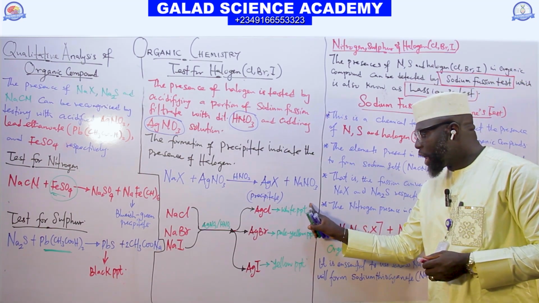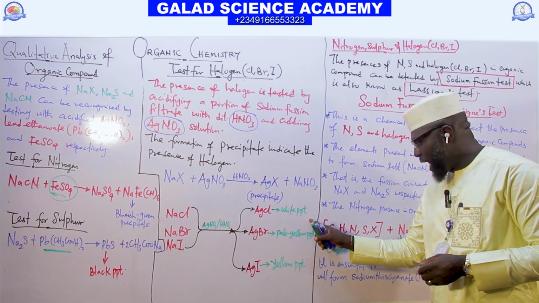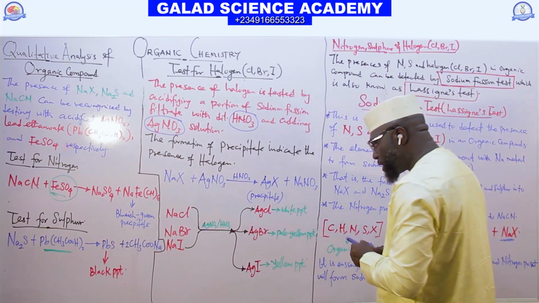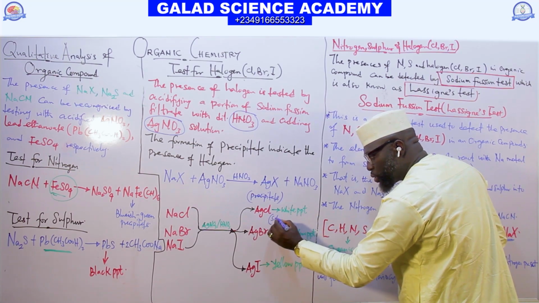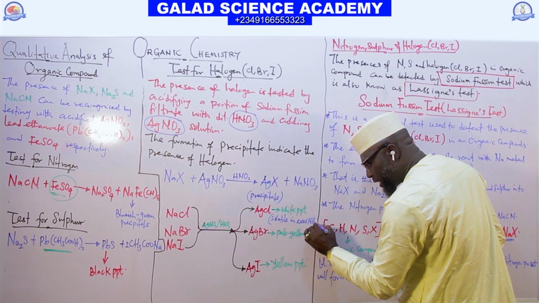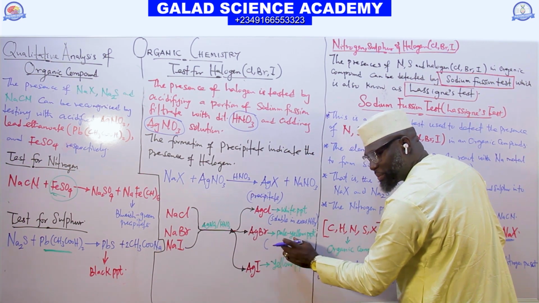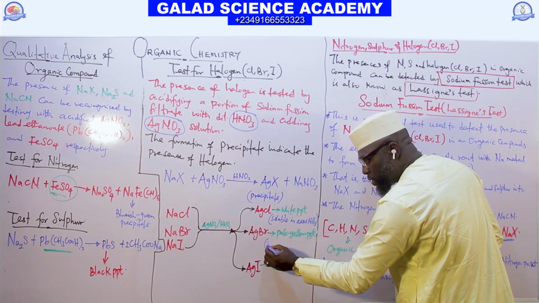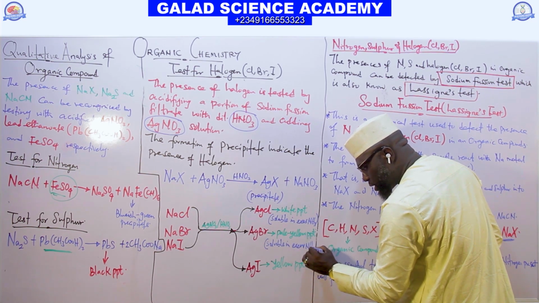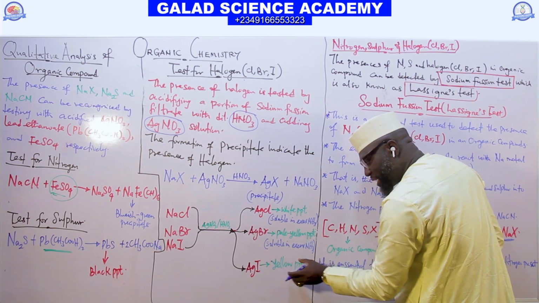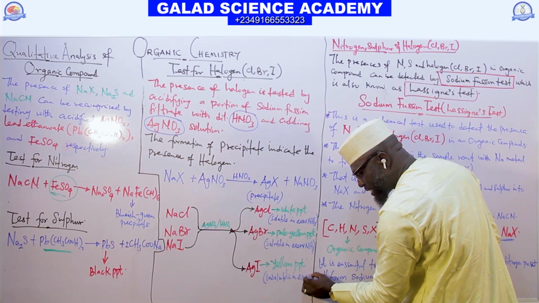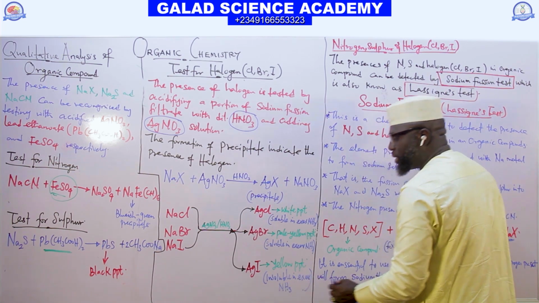We can also add excess ammonia to this. If we add excess ammonia, the white precipitate is soluble in excess NH3. The pale yellow precipitate is also soluble in excess ammonia. The yellow precipitate here is insoluble in excess ammonia.